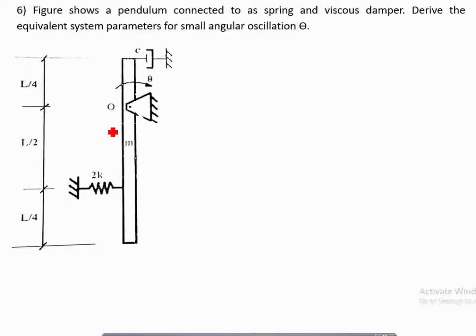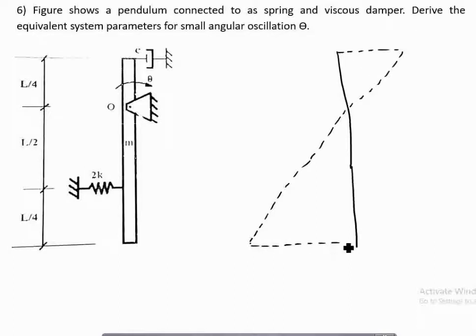As given in this figure, this is a pendulum having a mass m, and it is displaced by a small angle theta in the clockwise direction. First of all, let's draw the displaced diagram. Let us say this is the rest condition or the original position. From the original position, it is displaced by a small angular displacement theta.